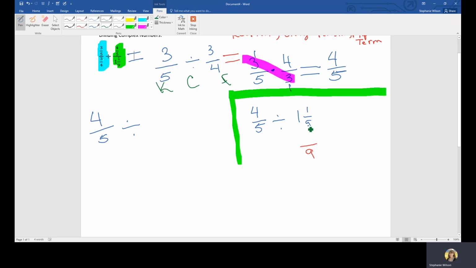And then we say 9 times 1 is 1, right? Times 9. I said that wrong. Did y'all catch me on that? I said 1 times 9, 9 times 1 should be 9. And then I'm going to add it. 9 plus 1 gives me 10. So my new numerator is 10.